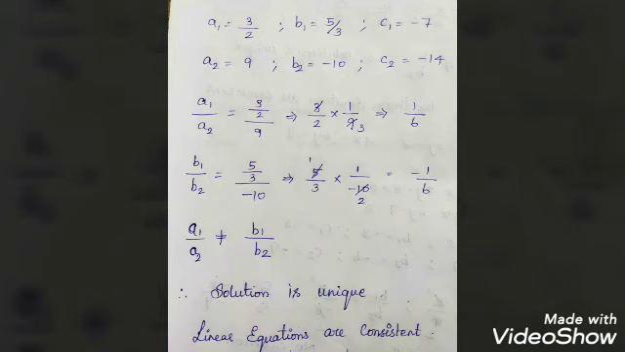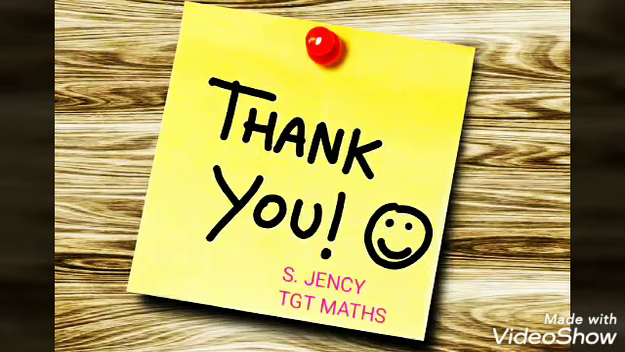Now compare. A1 by A2 equal to 1 by 6. B1 by B2 is equal to minus 1 by 6, which is not equal. So the ratios are not equal, which means it has a unique solution. Unique solution means the linear equations are consistent. Is this clear? A1 by A2 is not equal to B1 by B2.